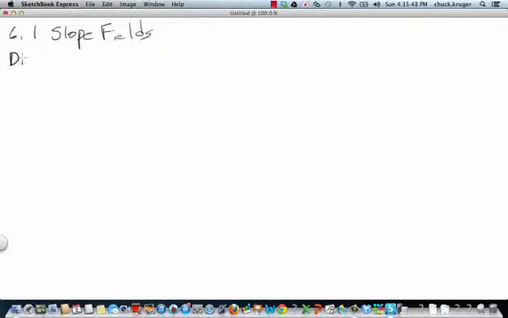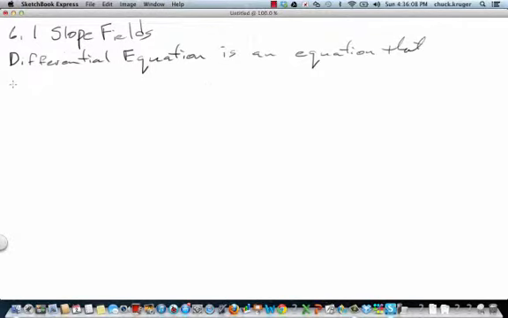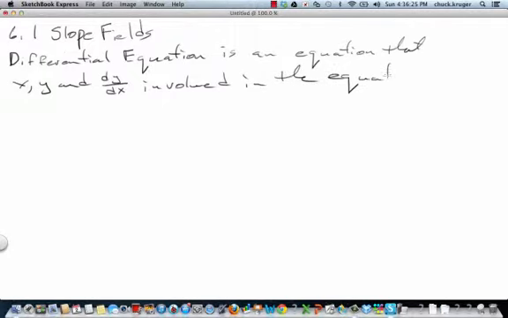And what is a differential equation? Let me write it down here. It is an equation that has x, y, and dy dx involved in some manner in the equation. Alright, and so let's take a look.